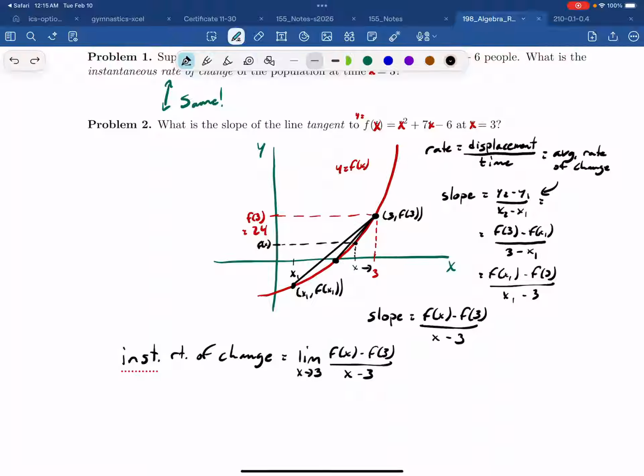In fact, let me use another color to make that pop. Okay. And this equals the slope of the tangent line.